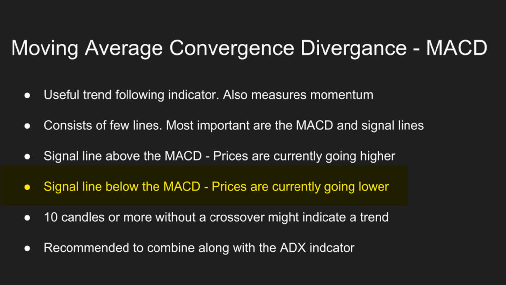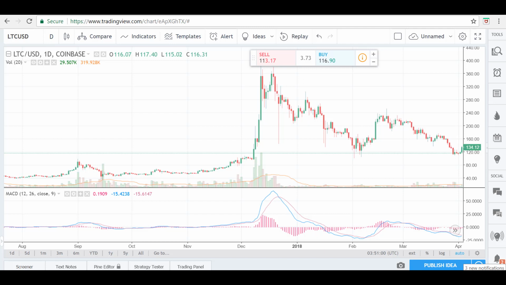However, it's not enough just to see if the signal line is now above or below the MACD in order to identify a trend. It will always be above or below it, even when the market is ranging. In order to identify a trend, you want to see at least 10 candles without crossover to the opposite direction. I suggest that in order to test the validity and strength of a trend, you also use it combined with the ADX indicator that we will now talk about. But before that, let's just have a look at the MACD with the same Litecoin USD chart. You already know how to add it to the chart, so we will skip that part.